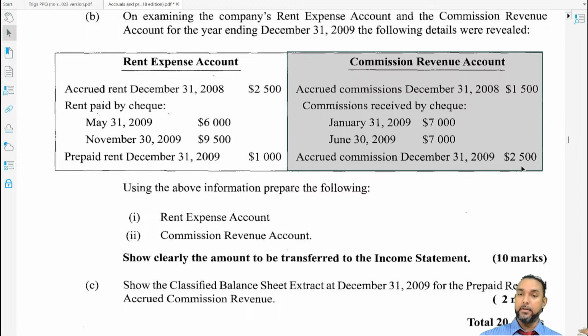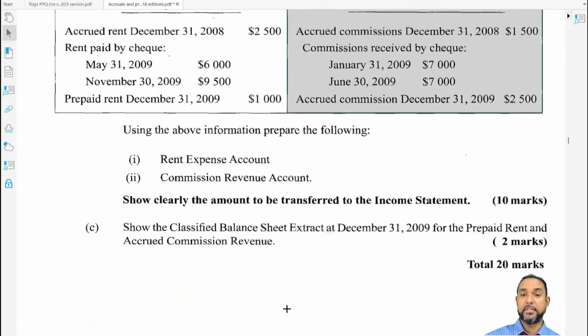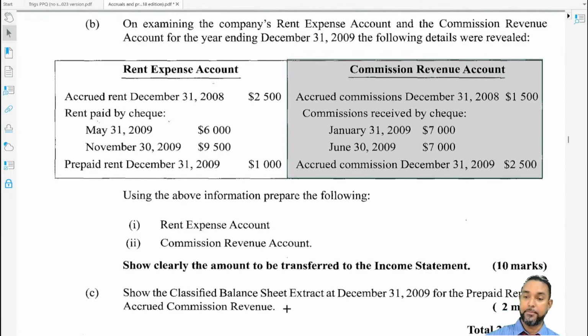So clearly you're doing the commissions account for 2009. You have an opening balance of 1,500, closing balance of 25, both of them accrued, and you have two amounts received. So what you're looking for, as they say in here, is to show clearly the amount transferred to the income statement. So this, by the way, is the 2010 question, right? So I want you to do up the commission revenue account for me as quickly as you can. We'll correct that one, and then we'll call it a day. When we come next week, we'll finish all the rest of the revenue accounts, and then we'll proceed to another topic the week after that.